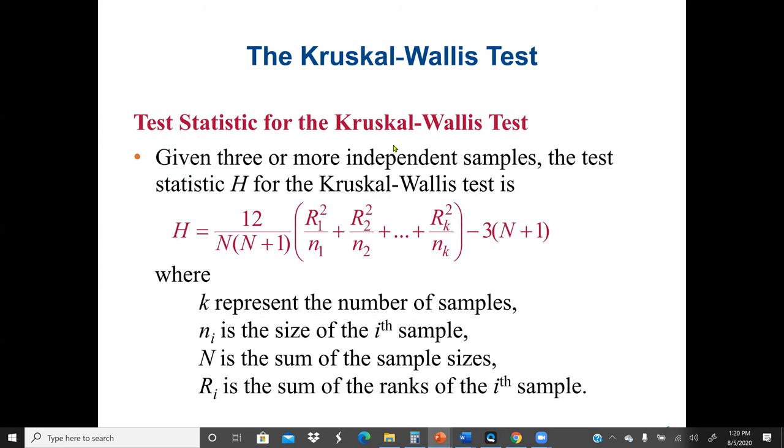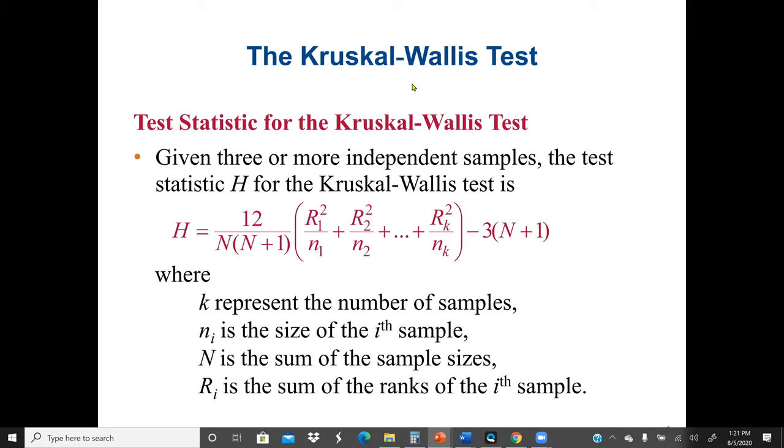So the test statistic for the Kruskal-Wallis test, given three or more independent samples, the test statistic H for the Kruskal-Wallis test is 12 over N times (N plus 1), times parentheses R1 squared over N1 plus R2 squared over N2 plus R3 squared over N3 all the way to Rk squared over Nk, close parentheses, minus 3(N plus 1). So again, k is the number of samples. If the number of samples is 3, then it will be R1 squared over N1 plus R2 squared over N2 plus R3 squared over N3.